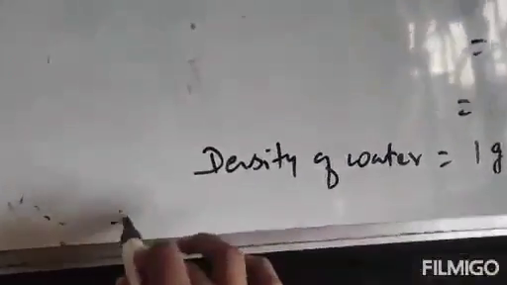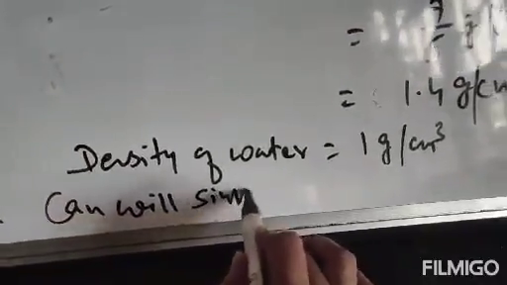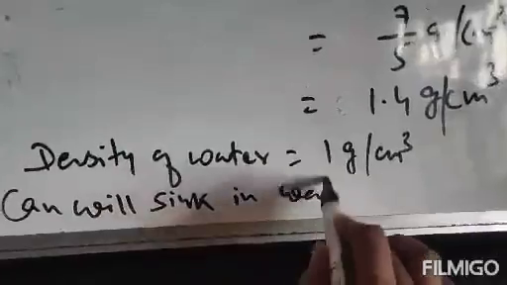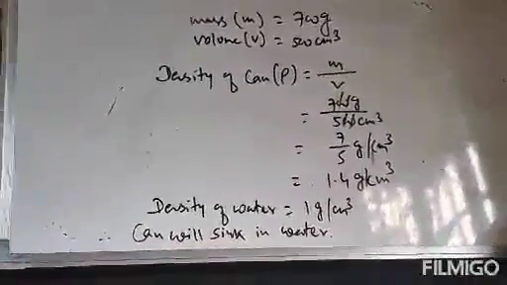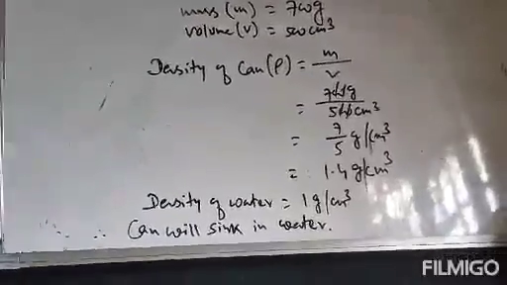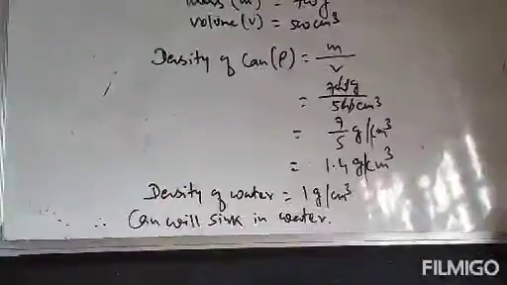Therefore you will write, therefore can will sink in water. What is the reason of sinking? The reason is density of can is greater than the density of water. That's why the can will not float. It will sink in water.